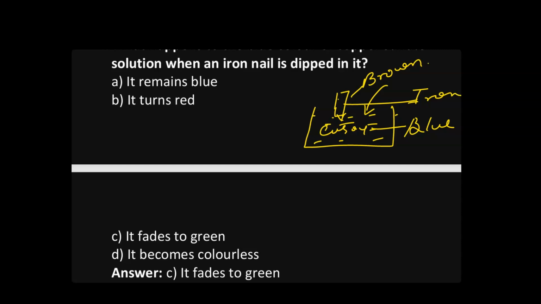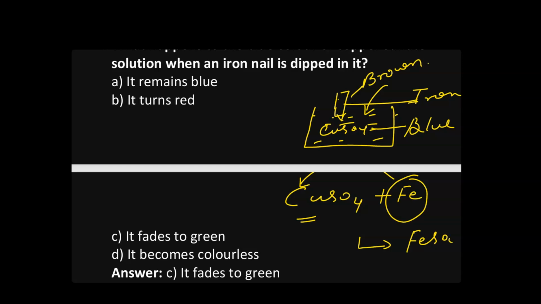So what type of chemical reaction happens here? When CuSO4 reacts with iron, the iron replaces copper. A more reactive metal replaces a less reactive metal. So it forms ferrous sulfate, FeSO4, and copper. So the color fades to green. The right answer is C. Now let's move on to the next question.